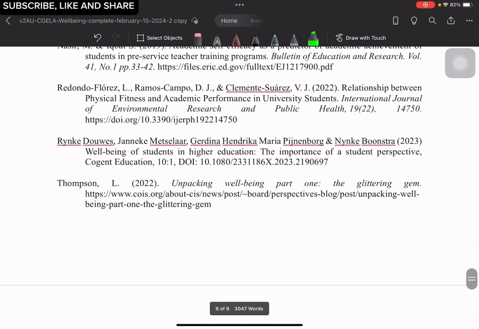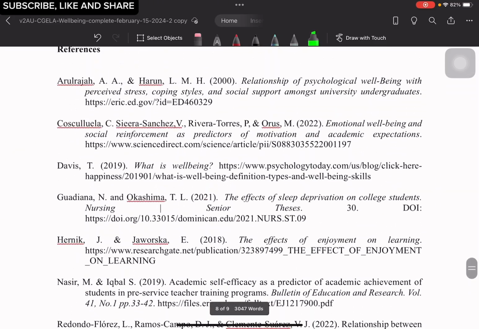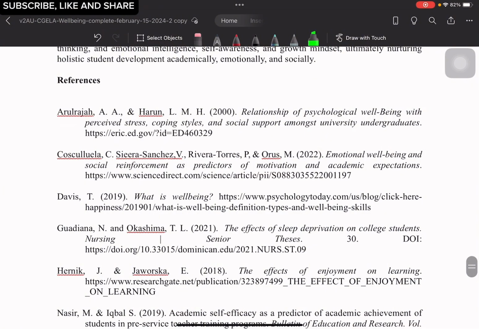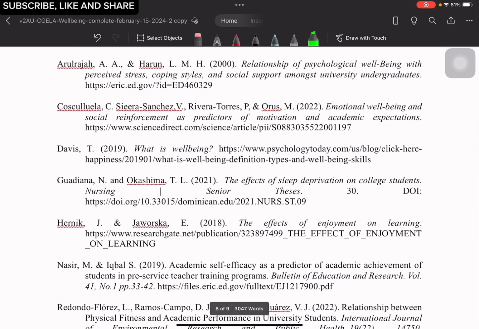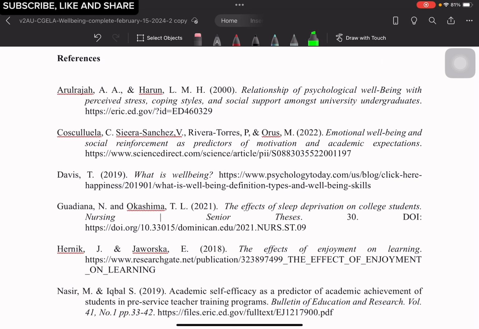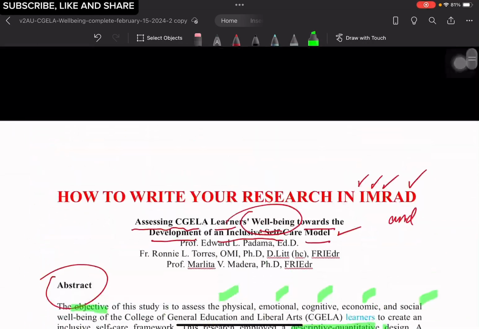Basically, there should be a sufficient number of references that support your discussion of the study. I will not be giving any specific number of references, but the only thing that you need to remember is that the references should be sufficient to support the discussion of your study. So basically, we will be ending our discussion here. This is what is expected if you will be utilizing your IMRAD format using this specific sample that we have created.